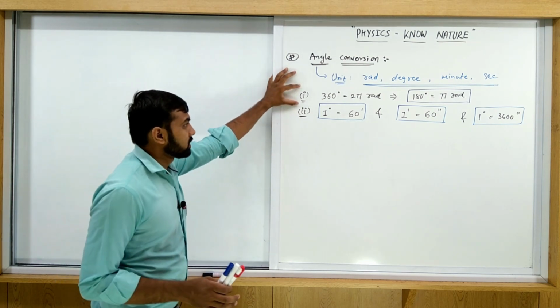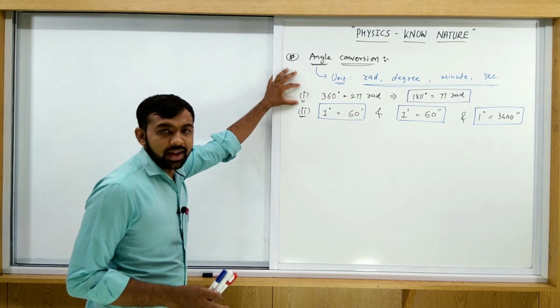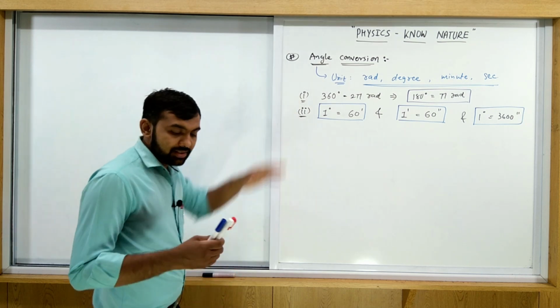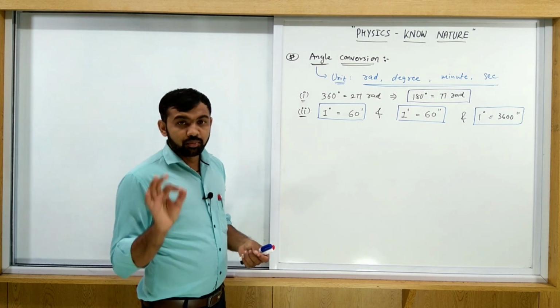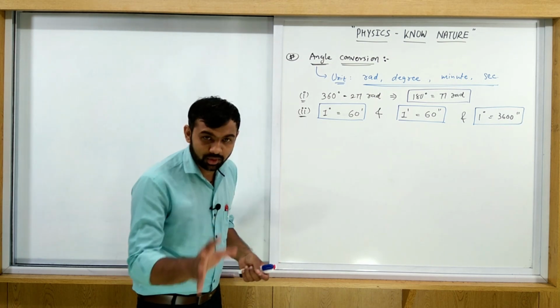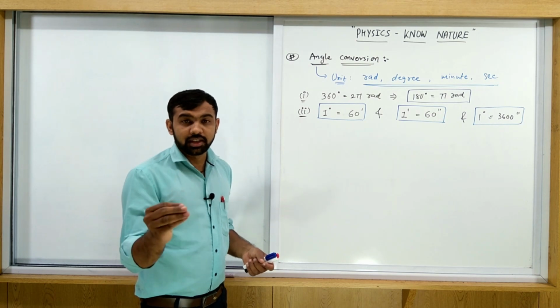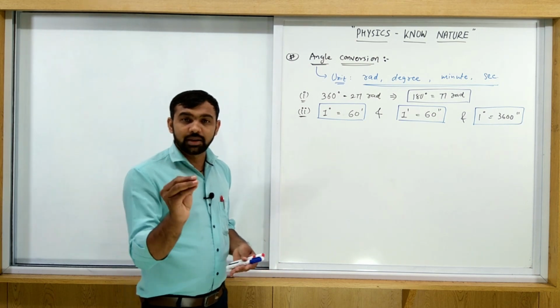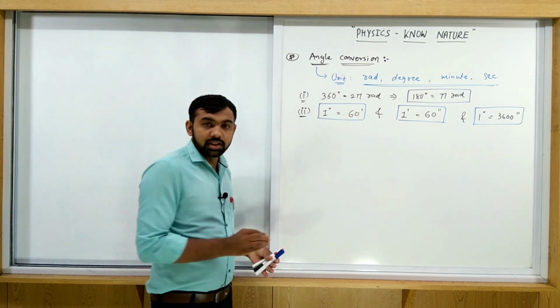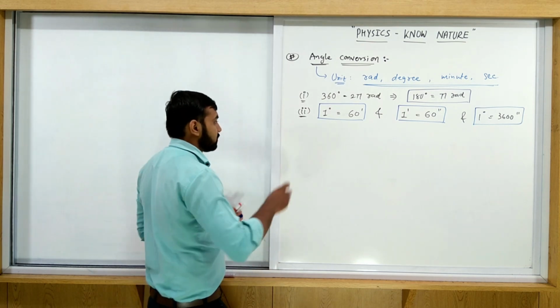But this first relation, 180 degrees is equal to pi radian, is quite helpful for us. Let us discuss some examples. First I will solve an example, and then you pause your screen and try to solve the next example. You have 30 seconds for each example. Let us understand the first problem here.